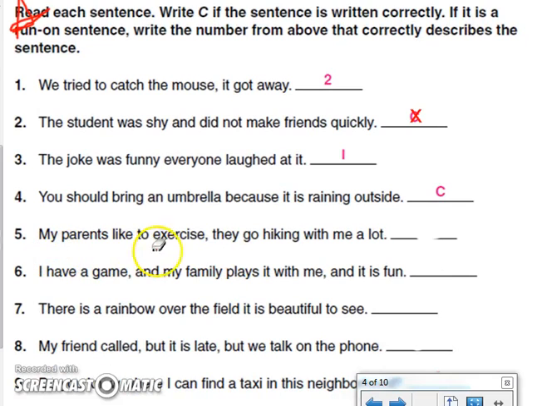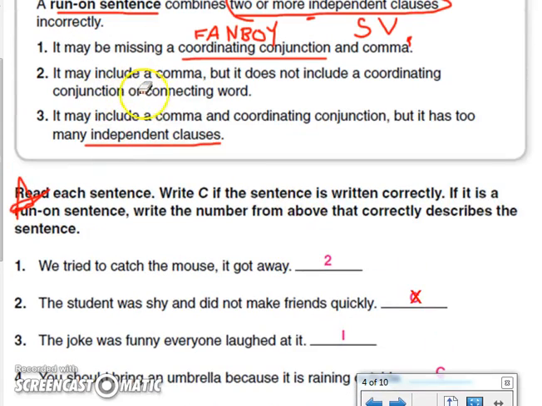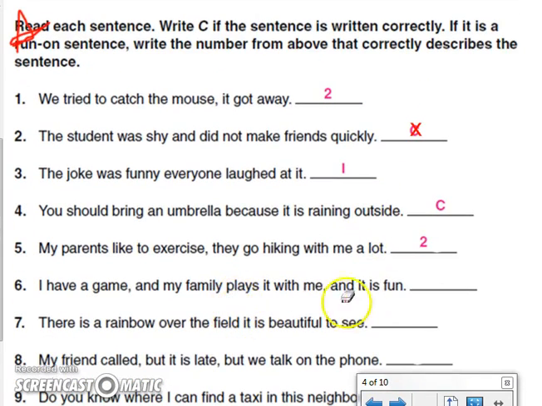Number 5. My parents like to exercise. They go hiking with me a lot. What did you notice about that one? My parents like to exercise, period. That can stand alone. They go hiking with me a lot. Go hiking is a verb. Who goes hiking? They do. Wow, there is a comma. What am I missing? A number 2, which means I'm missing a coordinating conjunction. Yeah. I could have said, and they go hiking with me a lot.